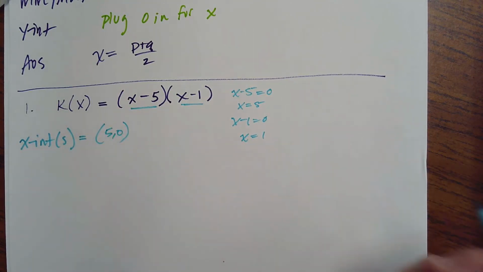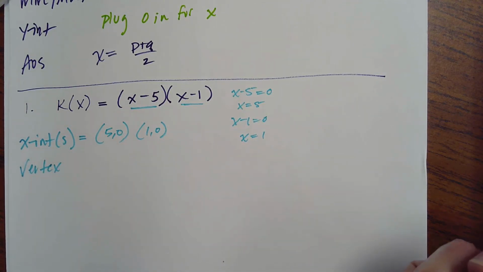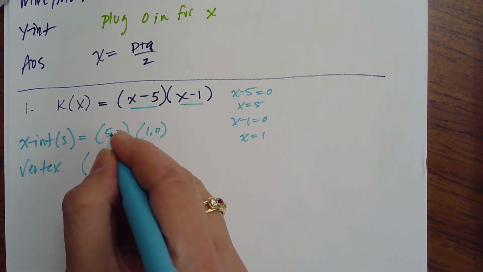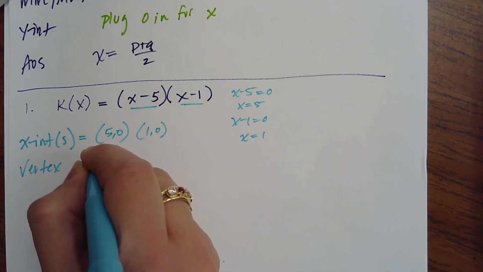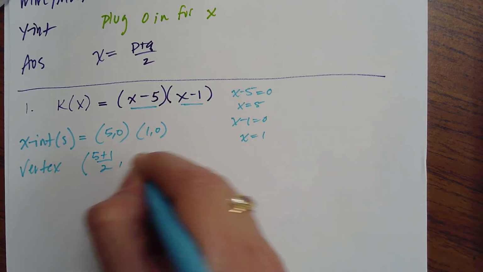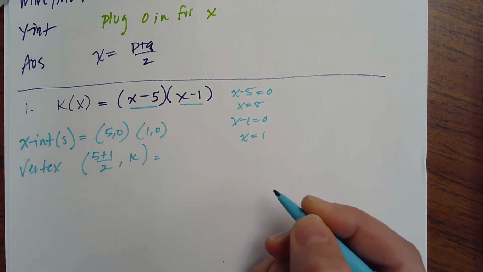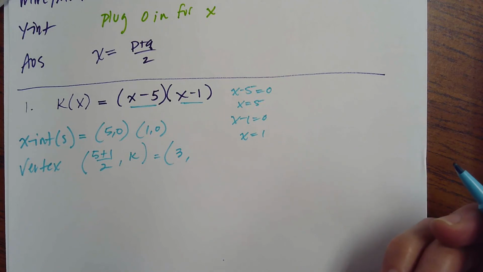So I get 5, 0, and 1, 0. Again, notice that I wrote them as points. Now that you know your x-intercepts, let's find your vertex. The vertex is the average of your two x-intercepts. If I had 5 and 1, and I average them, it would be 5 plus 1 over 2. And then we're going to do our k value here. What we're going to get here is that 6 divided by 2 is 3.